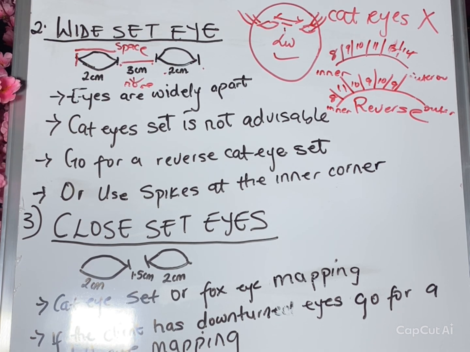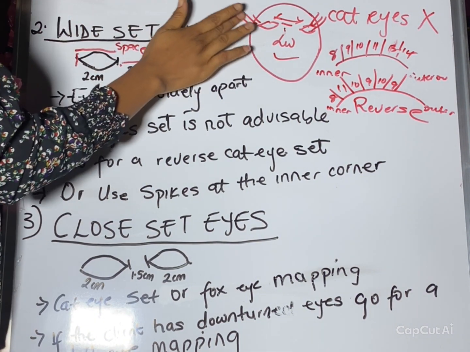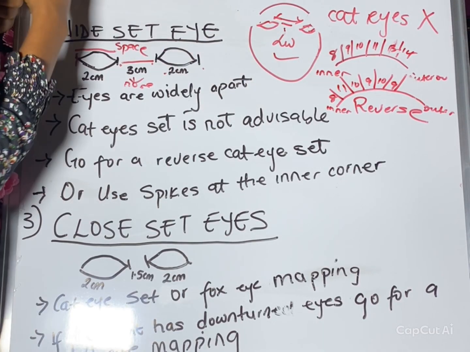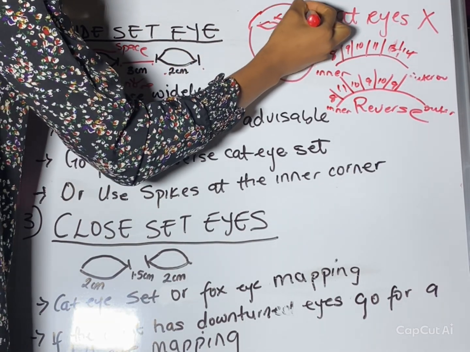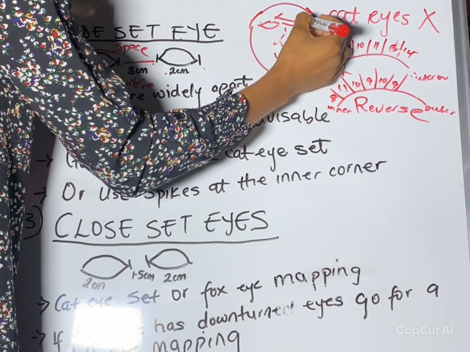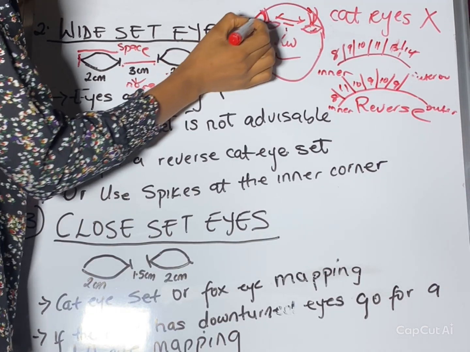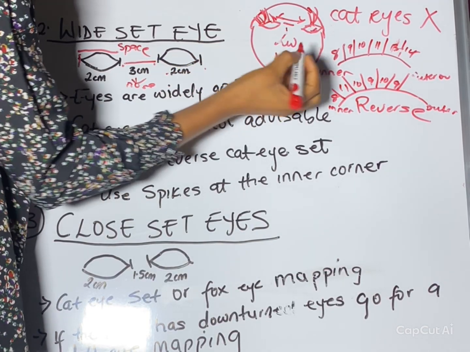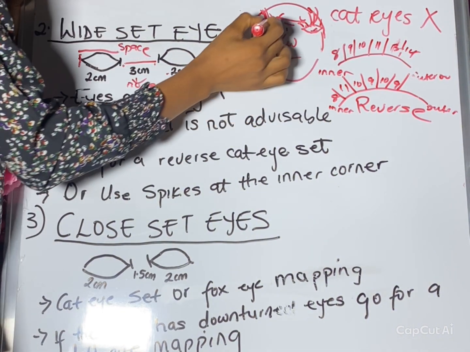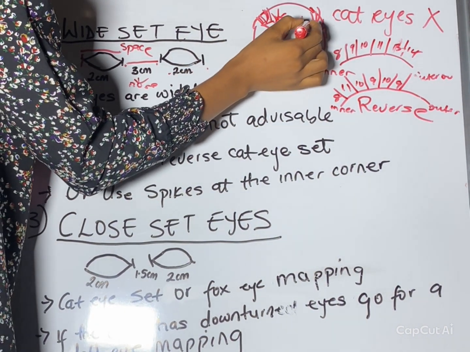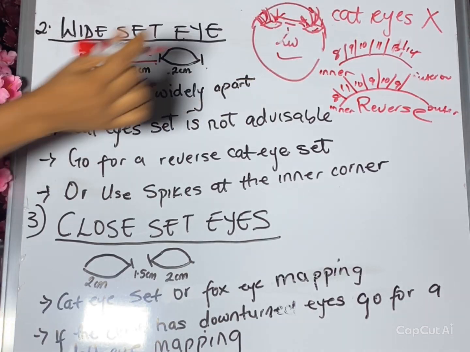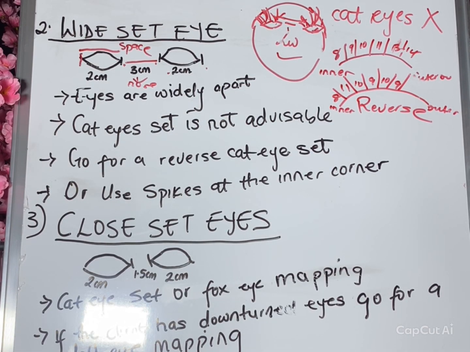Another trick for mapping this kind of client is to use spikes. So for example, we don't want to go for cat eye, we don't want to go for reverse cat eye. Instead of that, I can go for an open eye mapping where the longest length is at the middle, right? Then here, here, here. I'll use long spikes at the inner corners just to bring these eyes together. I hope you understand what I'm trying to explain here.